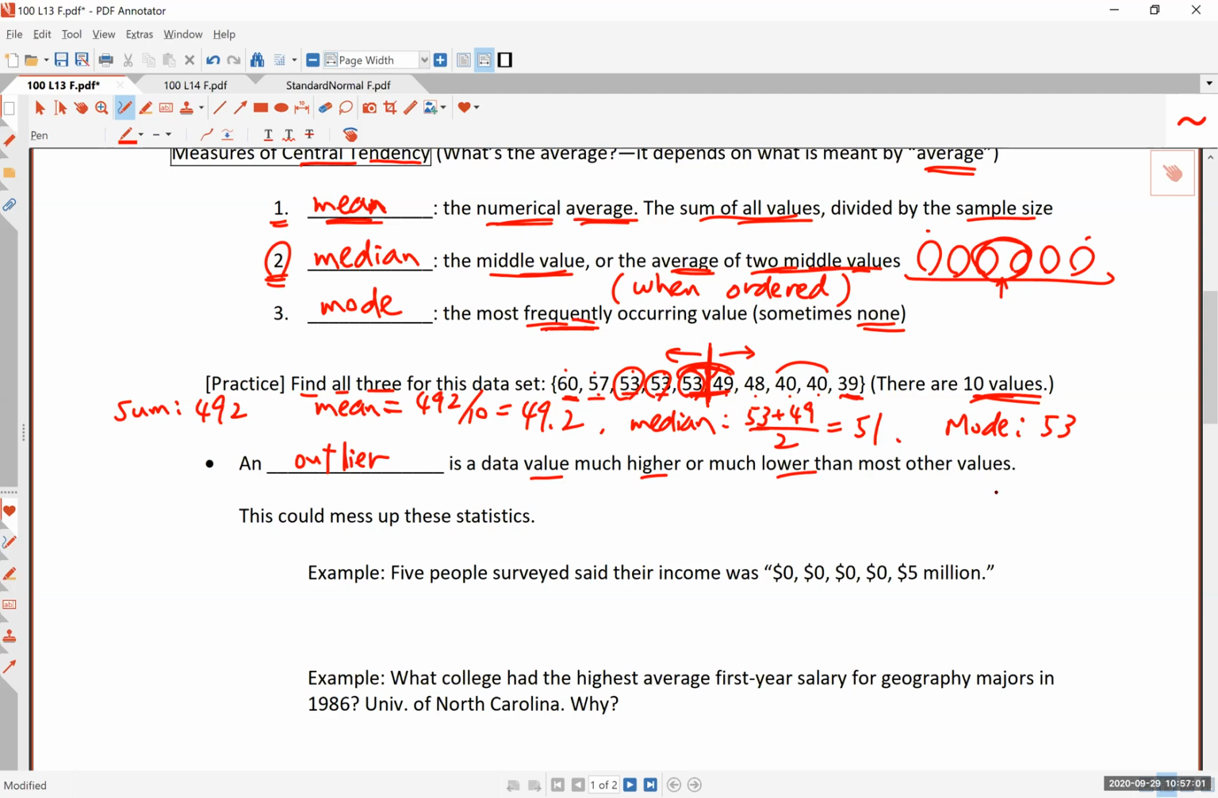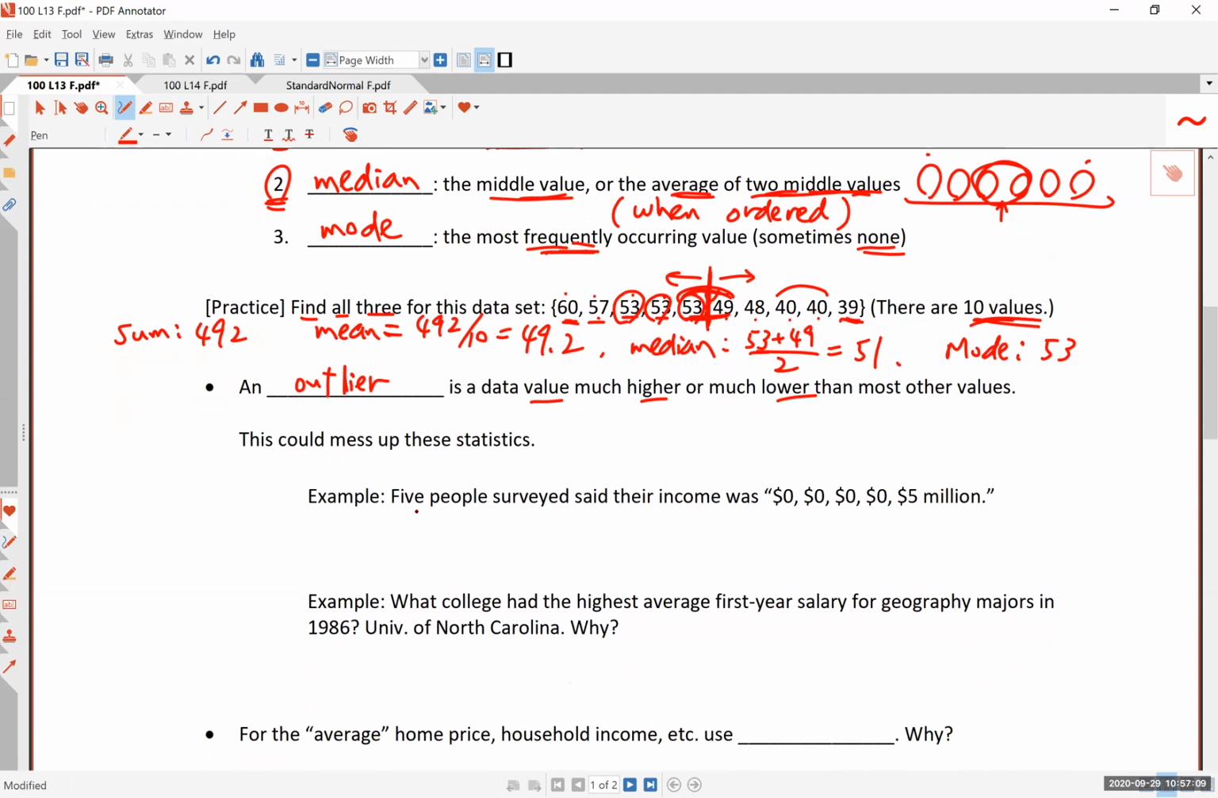Okay, and they highly influence one of these, especially this one, the mean. Okay, so here are some examples. Let's see in this example, 5 people. Let's say you go to the corner of Hollywood and Highland. You know that place? Always busy, right? Even during a pandemic. And so, you just ask 5 people on the street.